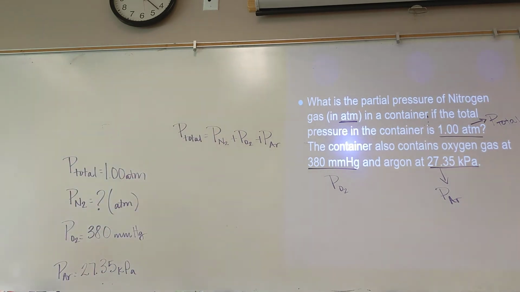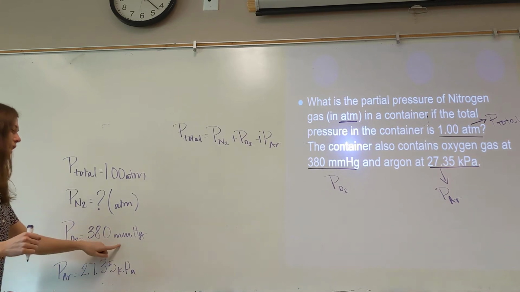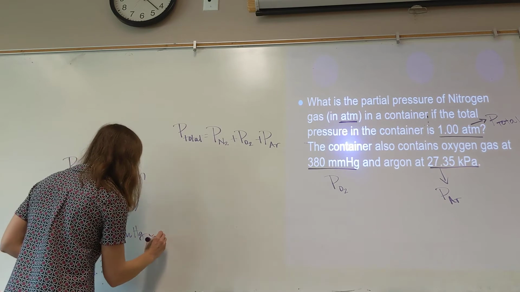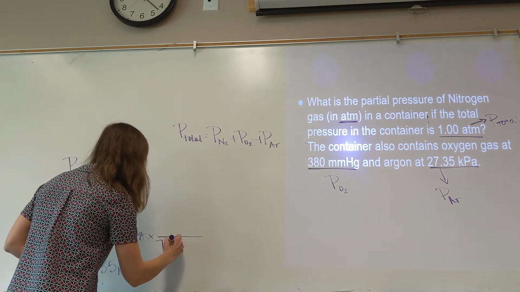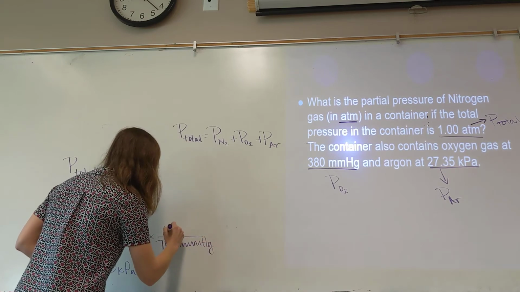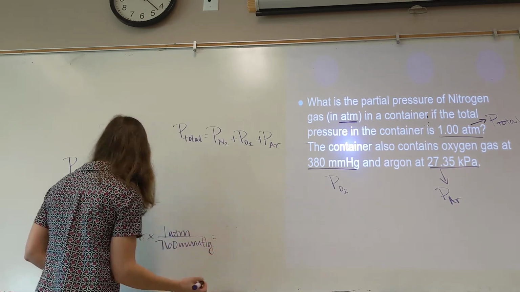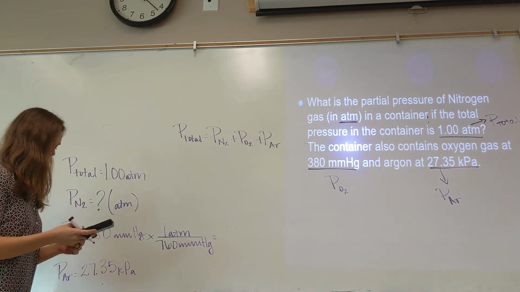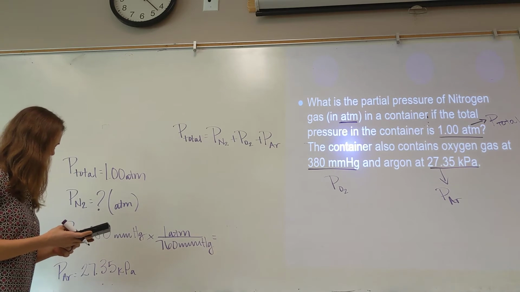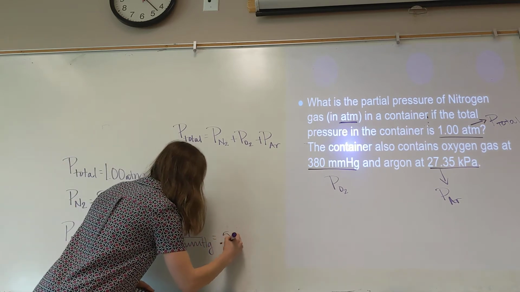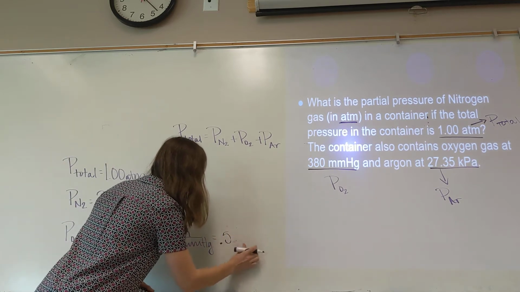So the first conversion we're going to make is oxygen. We need to get oxygen into atmospheres, so I'm going to use my conversion factor of 760 millimeters of mercury to every 1 atmosphere. And when I make that conversion, 380 times 1 over 760, I get 0.5 atmospheres.